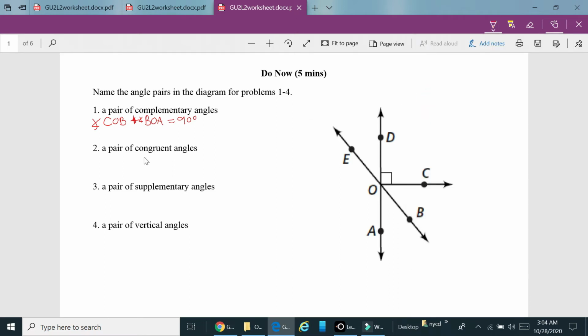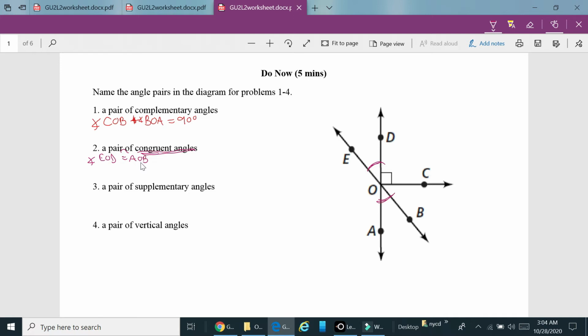All right. So a pair of congruent angles. So what does the word congruent mean? It means equal. So we learned about vertical angles. So I see vertical angles right here. So angle EOD is congruent to AOB.